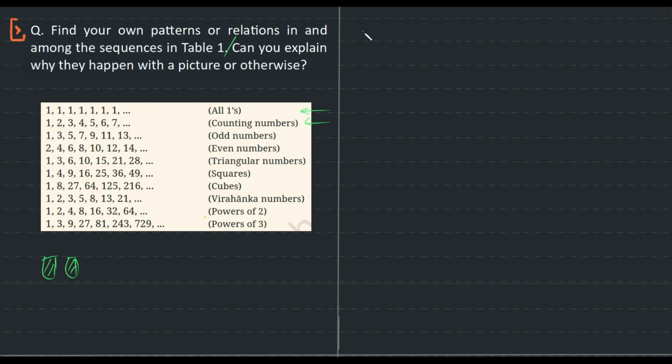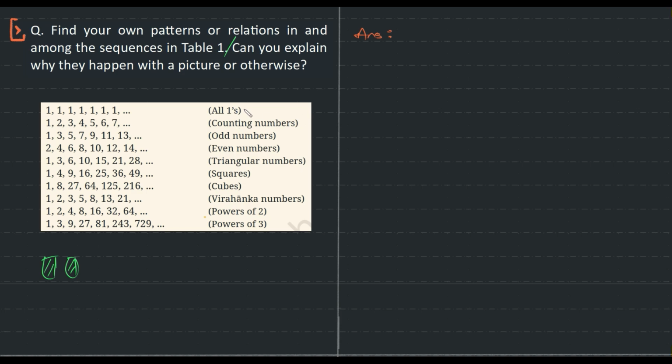This is my answer. This is not the only answer. So now, for example, I can relate 1 and 2 also, but that will be a bit complicated for you guys, but I'll explain. So all ones and counting number, I can get the counting number from all ones by looking at the position and multiplying that position. I don't know how much you guys understood that, so let me not dive much into it.